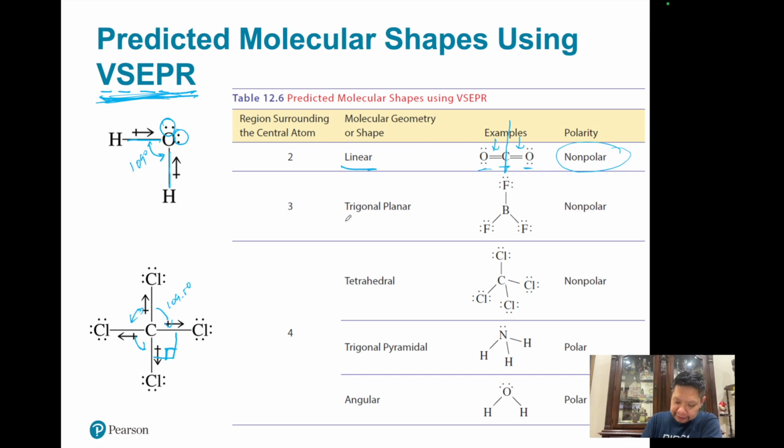VSEPR also causes the trigonal planar shape when we have three atoms attached to a single atom in between. And this bond angle right here is probably very intuitive if you're good at geometry, but it's a 120-degree angle. But notice that when you split it down the middle, it's symmetrical on both sides, so it's not polar. Oh man, let's talk about this guy now.